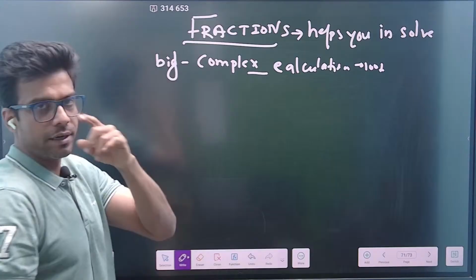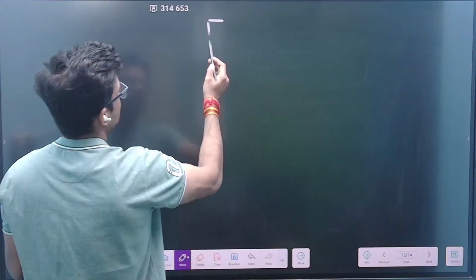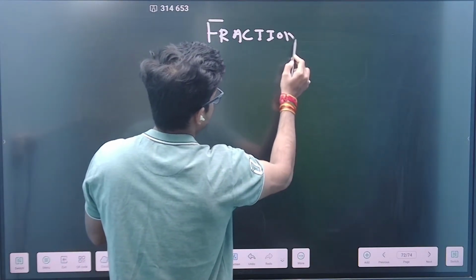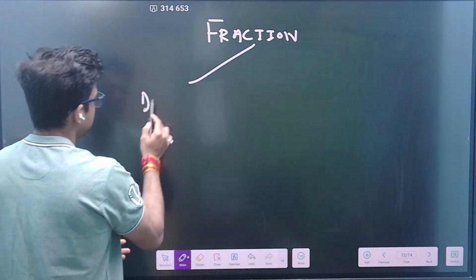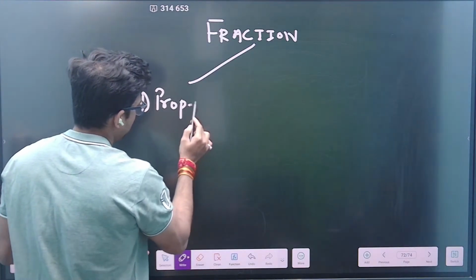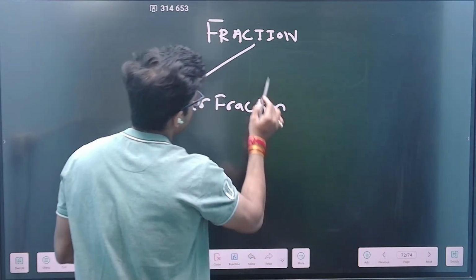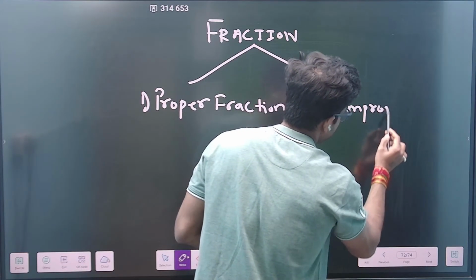Fractions, correct? Now we all know that fractions are basically of two types. First is a proper fraction, correct? And the second is an improper fraction, correct?